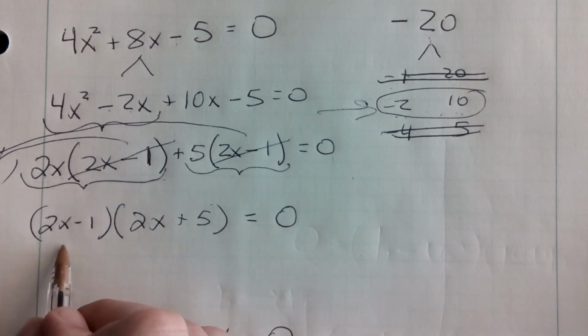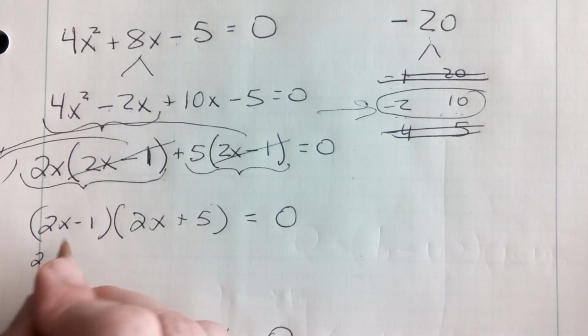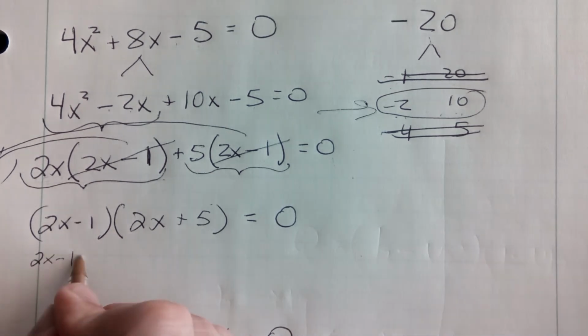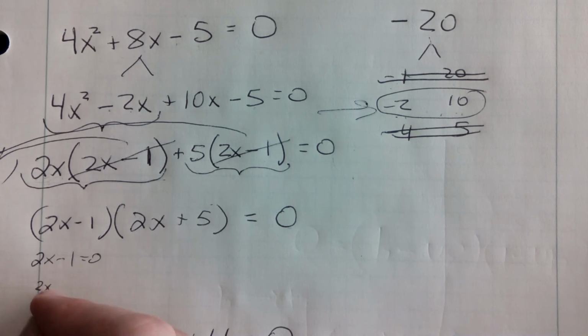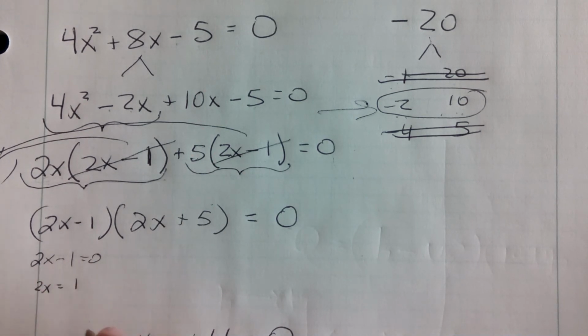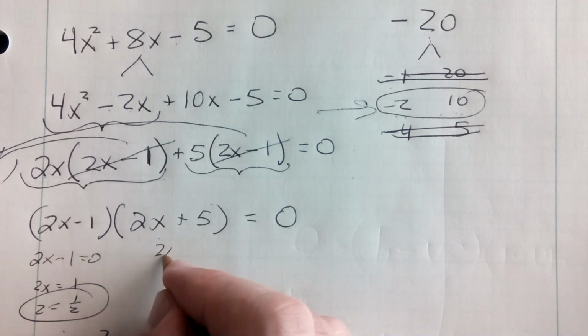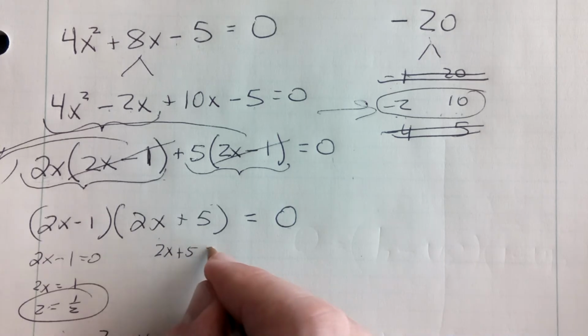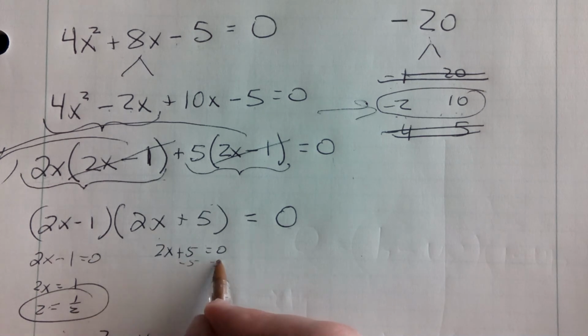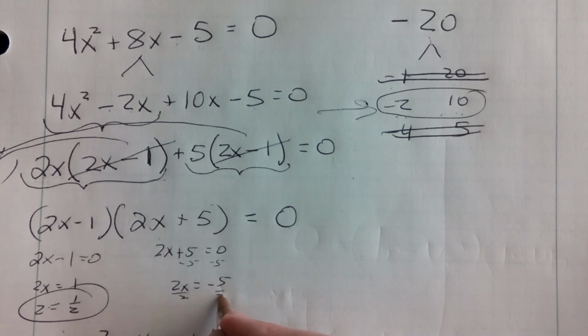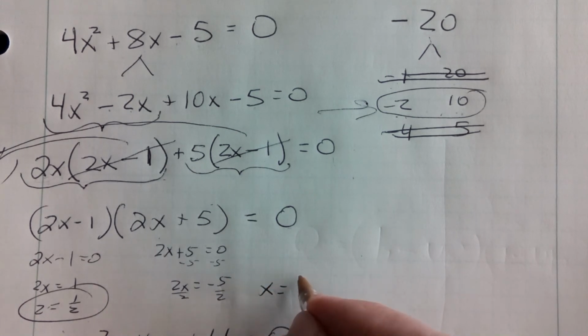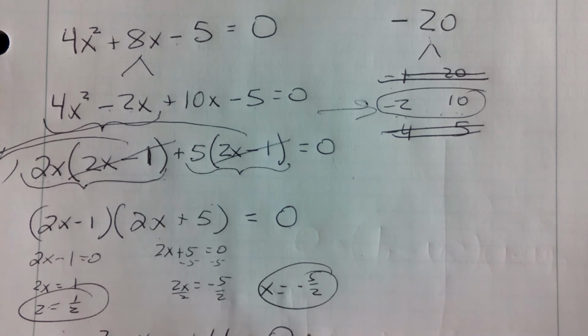I just set each factor to 0, right? So either that first factor of 2x minus 1 must be 0 in order to get a product of 0. Solve that for x. 2x equals positive 1 because I added 1 over. x equals 1/2. So my first solution is 1/2. Now I set that second factor, 2x plus 5, equal to 0. Minus 5 from both sides. I get 2x equals negative 5. And then divide by 2. And I get x is equal to negative 5/2 as my second solution.